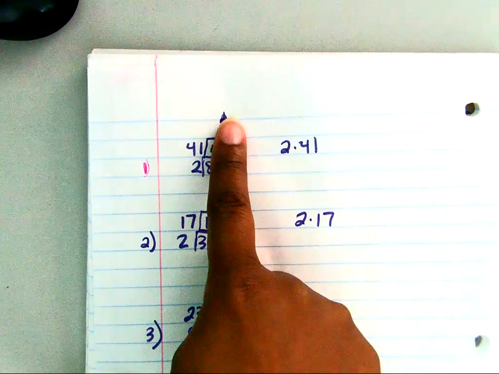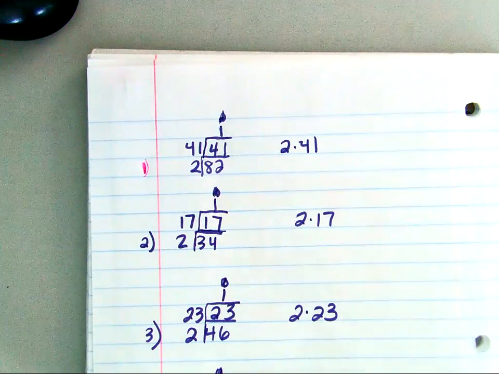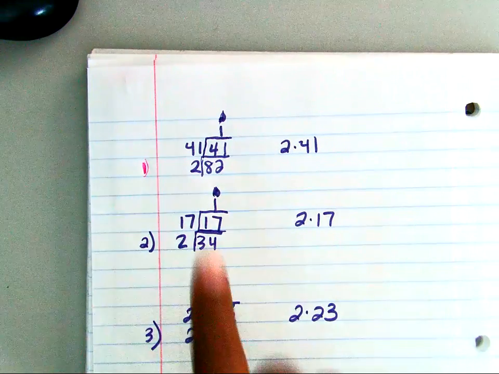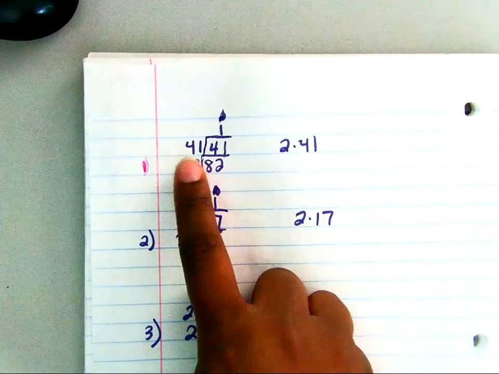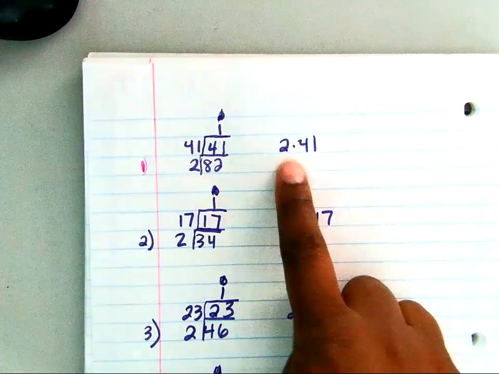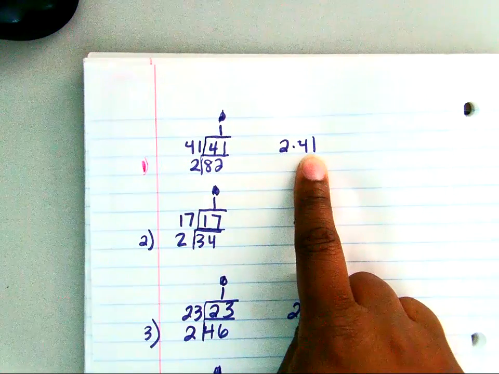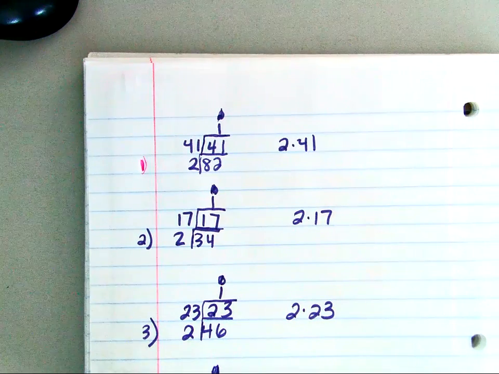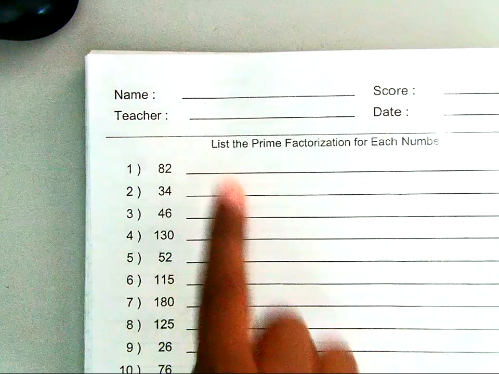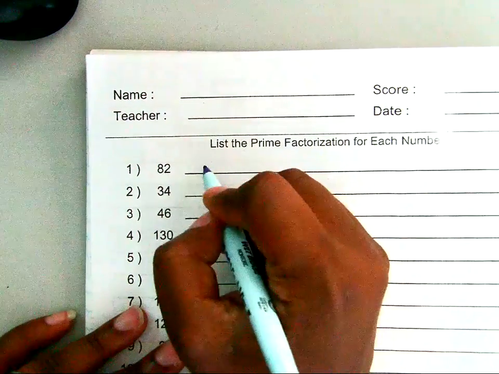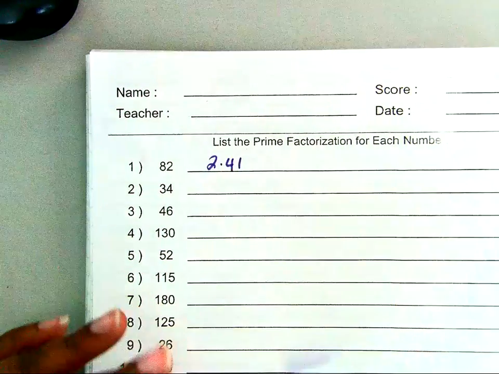Birthday cake. We say birthday cake when we end with the number 1. Okay? So we use the numbers on the outside. Those are our prime factorizations. So I know 2 times 41 will give me 82. That's my answer. And that's what you should have written here. All right? 2 times 41.